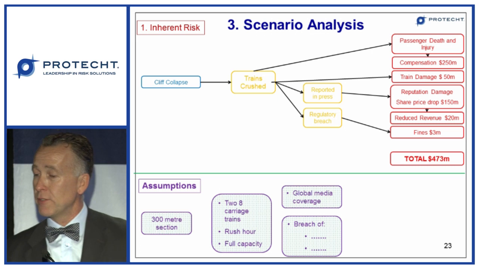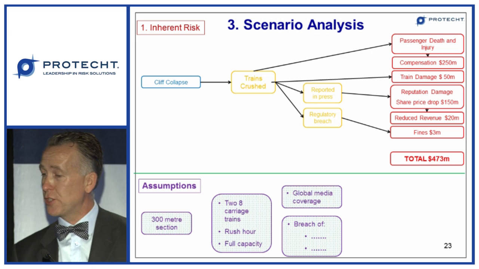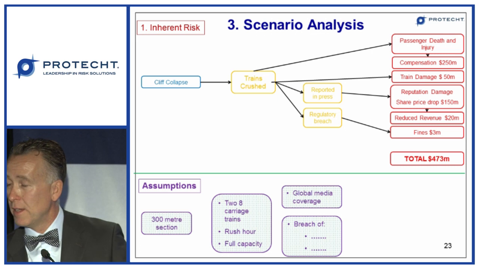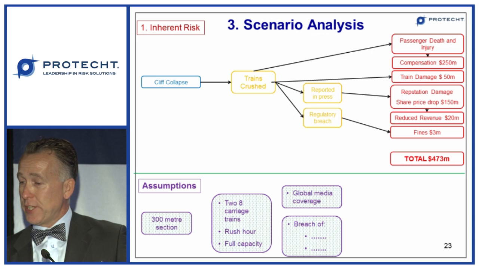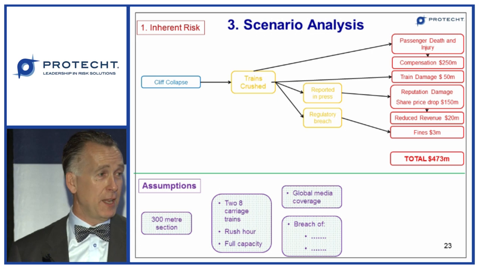It's reported in the press. Share price drops, $150 million. Reduced revenue from passengers not getting on our trains anymore. Regulatory breach, which leads to fines of $3 million. We top that all up and we get $473 million.